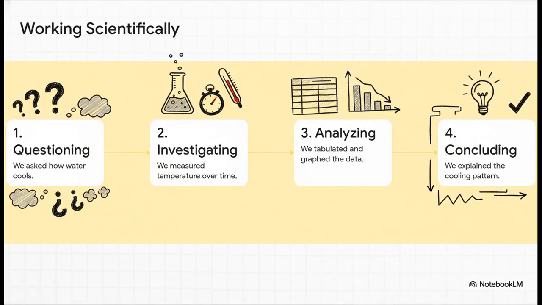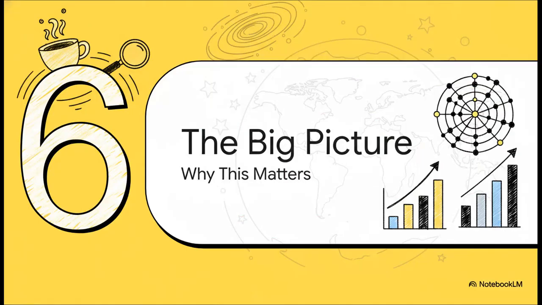Now, just step back for a second and look at what we did. We started with a simple question, we planned and ran an investigation, we analyzed our results by making a table and a graph, and then we drew a conclusion based on our evidence. We just walked through the exact working scientifically process that underpins all of science. So yeah, we analyzed a beaker of hot water. Big deal, right? Well, actually, it is a huge deal because this process, understanding how to do this, is fundamental to how we learn pretty much anything in science.